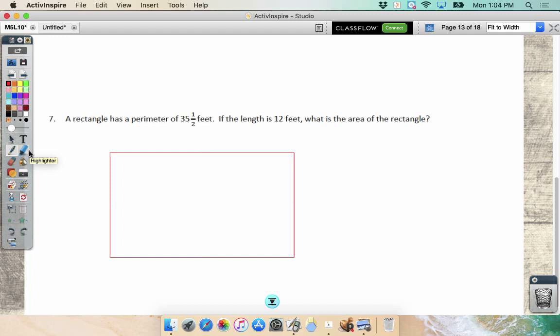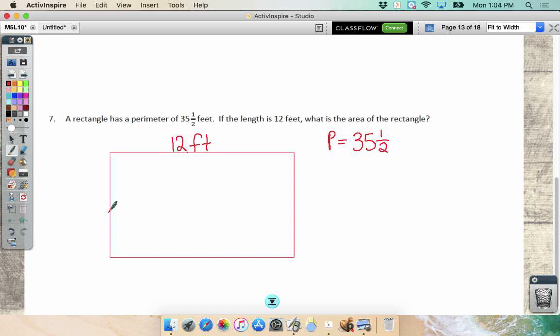It's area. And it's a rectangle. We need to find the area. What do we know? We know that's 12 feet. And we know that all the way around is 35.5. So that means if I add all the sides together, I'm going to get 35.5. So how am I going to figure out these two missing sides and this one?